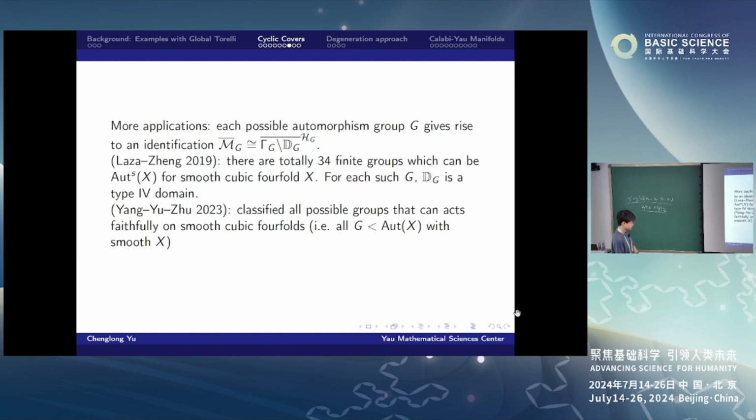In this case, if the action is not symplectic or not real, then it will give you ball quotients. So from this classification, you can read out a lot of type 4 domains and ball quotients. They all have a modular interpretation as cubic fourfolds with some special symmetry.